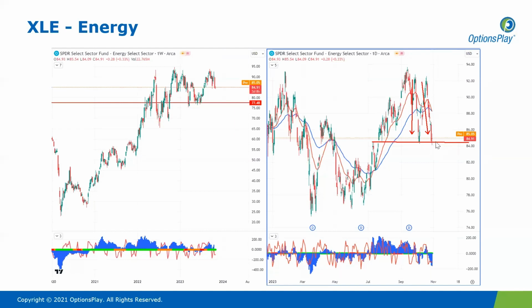It is showing some intraday support yesterday from 84. And as we can see, oil again has found some support. So now would be a good time to get out of the energy sector and perhaps wait for another move higher before looking for bearish opportunities once again.